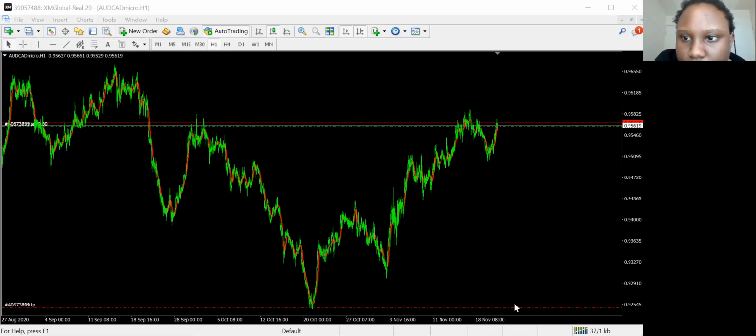Because of COVID, I've pretty much been off the charts, and also because I have exams coming up. But this opportunity I just couldn't miss out. It appears that there are four confluences for a sell on the Australian dollar CAD pair. Now, let me know your opinion on this market breakdown.